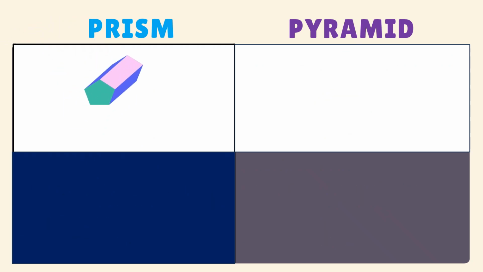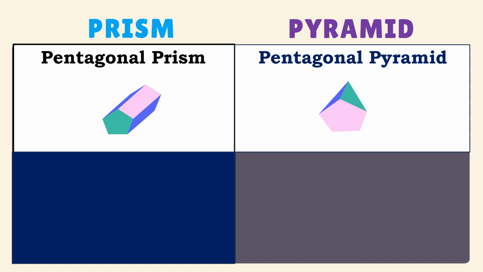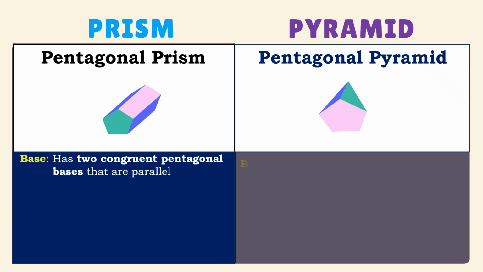Do you know what solid figure this is? Yes, this is a pentagonal prism. How about this? Alright, this is a pentagonal pyramid. So a pentagonal prism has 2 congruent pentagonal bases that are parallel, while a pentagonal pyramid has 1 pentagonal base.